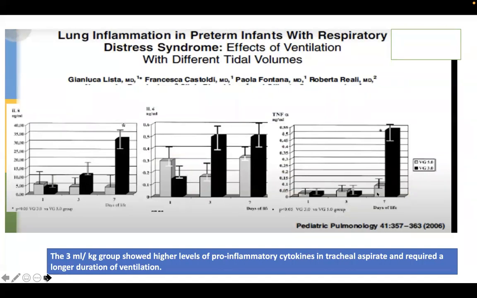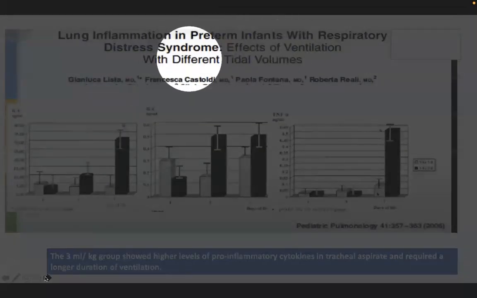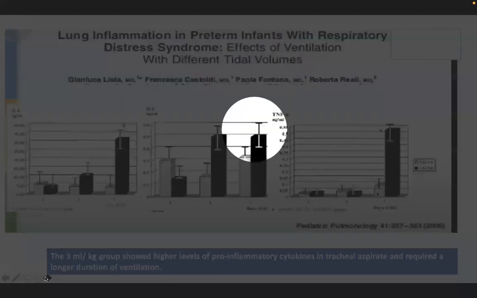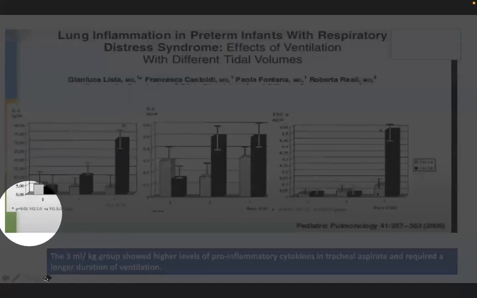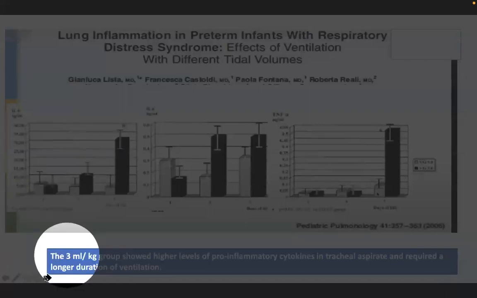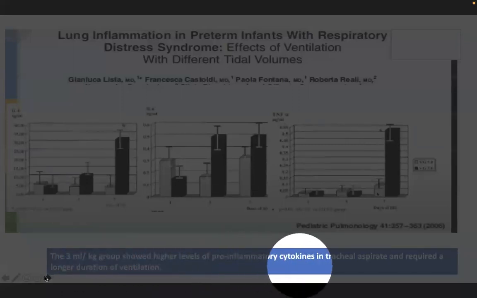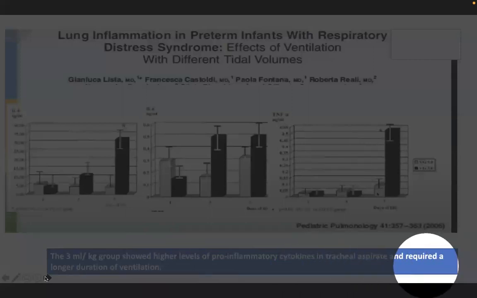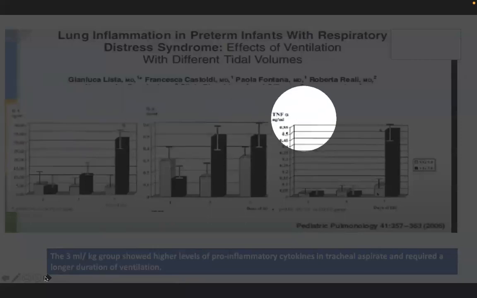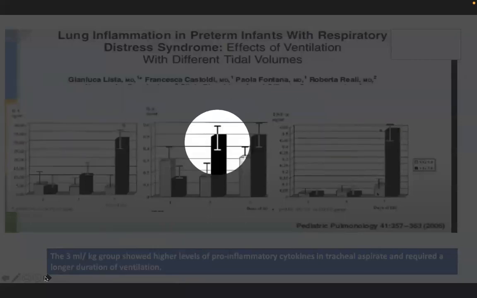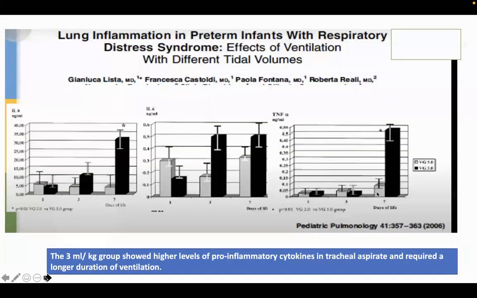This can be seen from a study on lung inflation in preterm infants with RDS, the effects of ventilation with different tidal volumes. They compared 3 ml per kg with 5 ml per kg, and showed that the 3 ml per kg group had higher levels of pro-inflammatory cytokines in tracheal aspirate and required a longer duration of ventilation. The IL-8, IL-6, and TNF alpha levels were all high when 3 ml per kg was used instead of 5 ml per kg.